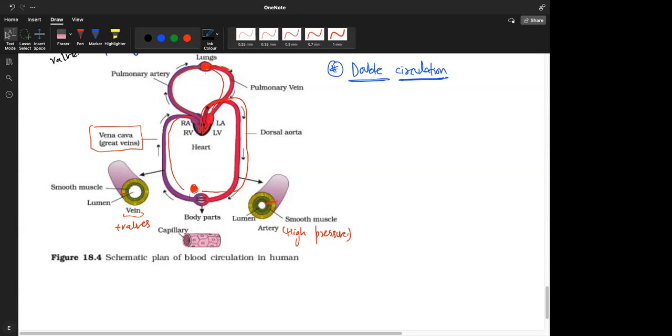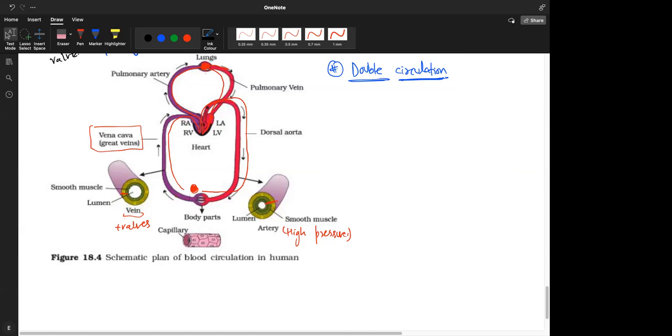Is it the same blood that's circulating? Yes, it is the same blood that's circulating, unless some blood cells are dying and new ones are forming. But by the same blood, I mean on any given day, assuming your blood cells are fixed, no one is dying, no one is generating new. So the same blood will go through the heart twice to complete one cycle.